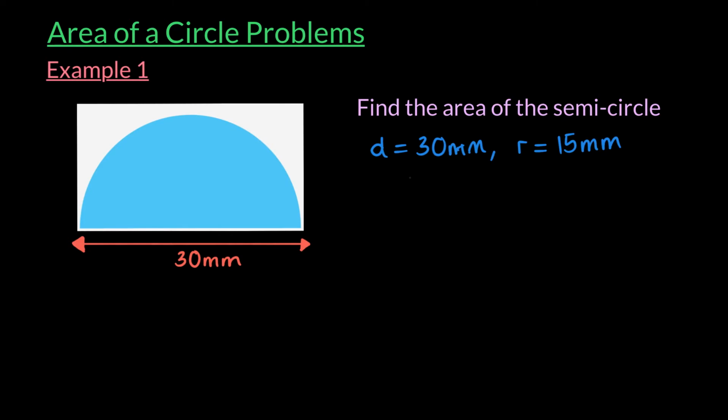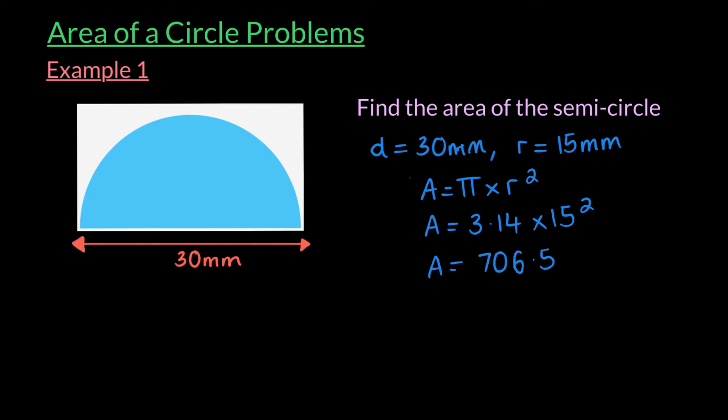So it's the same formula, even though we are looking at the area of a semicircle. So we're still using A equals pi times r squared, which is 3.14 times 15 squared. That works out to be 706.5. Remember, it's just going into your calculator, so you don't have to try and work that out in your head or in a sum. But 706.5 square millimeters would be the area of that full circle.